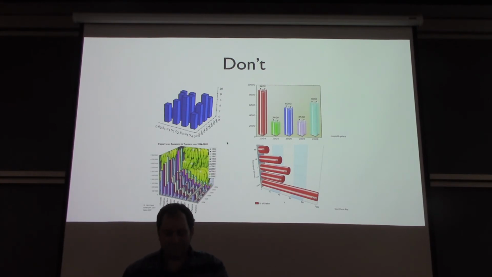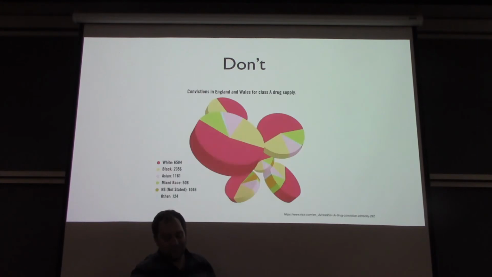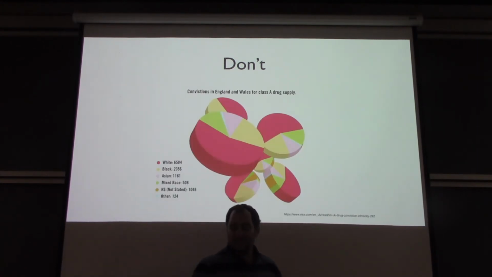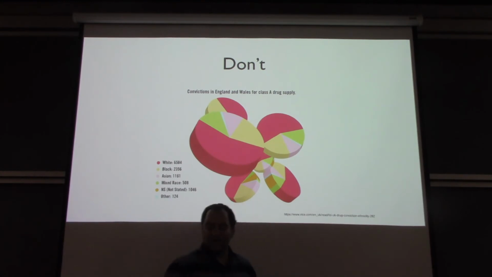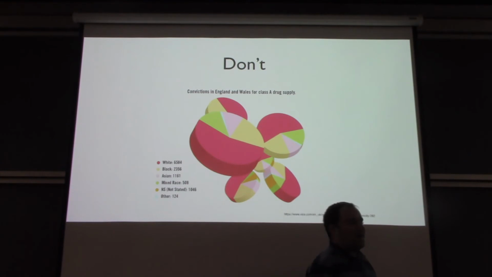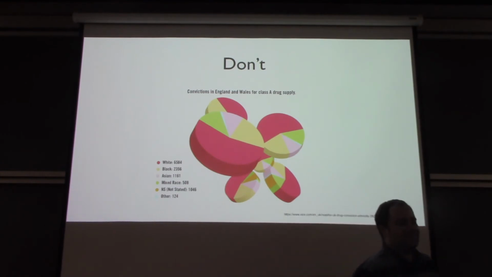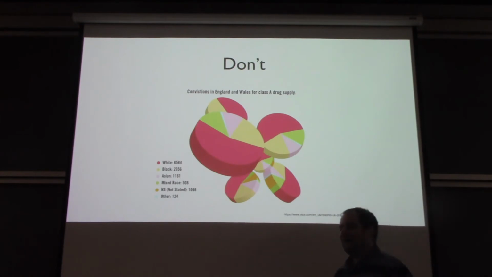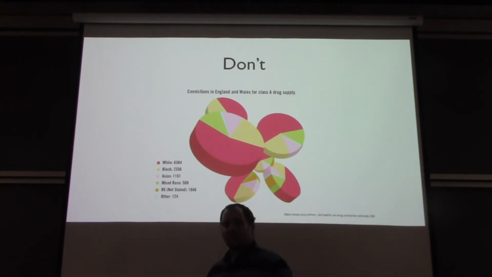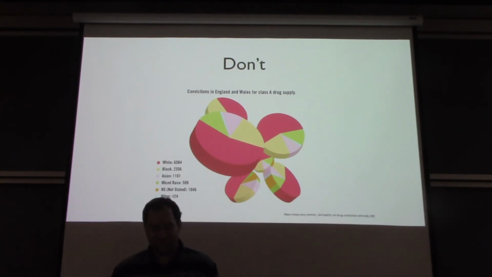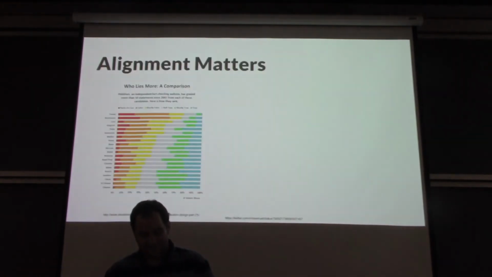And similarly, these. We've talked about 3D and why it's a bad idea. Here is convictions in England and Wales for Class A drug supply across different ethnicities and races. And why? There is simply no point. This is one pie chart, and this person just added 6 or 7 more to make it look good and to have a 3D effect in here. So, yeah.